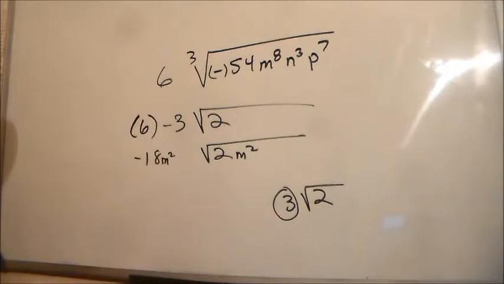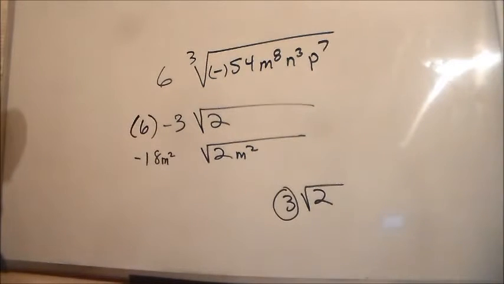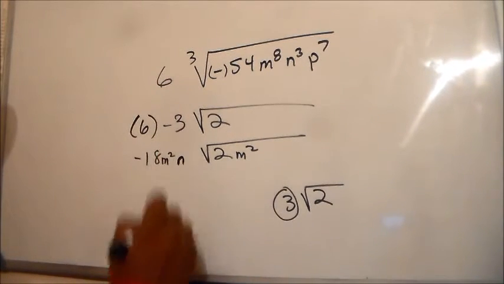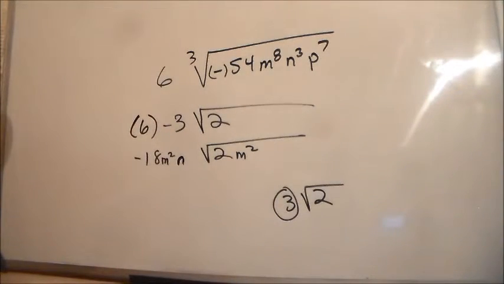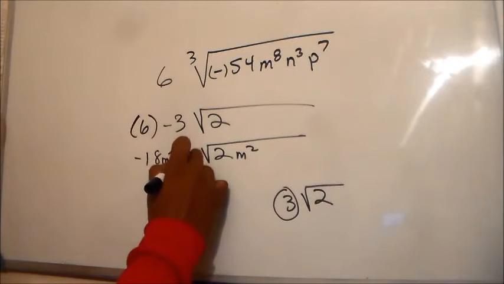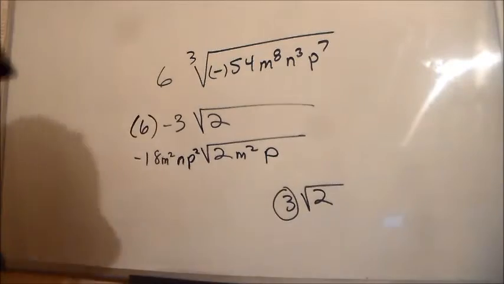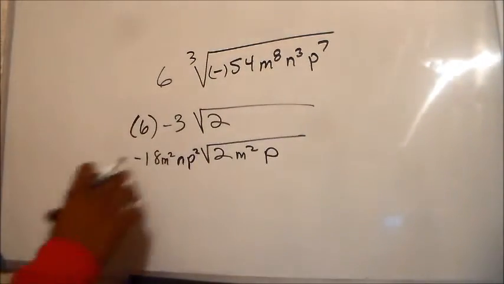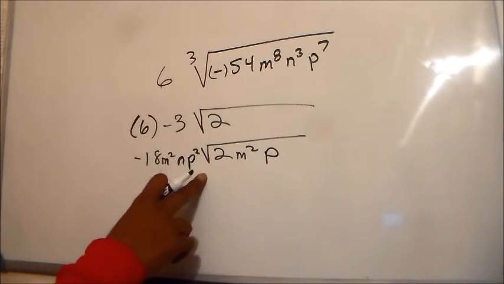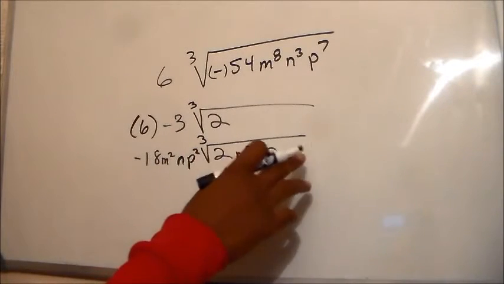All right, twice, remainder 2. 3 goes into 3 one time, n comes out. 3 goes into 7 twice, remainder 1. So p squared comes out and the p stays in. All right, so that's our final answer: negative 18 m squared n p squared, cube root, let's keep our cube root 2m squared p.